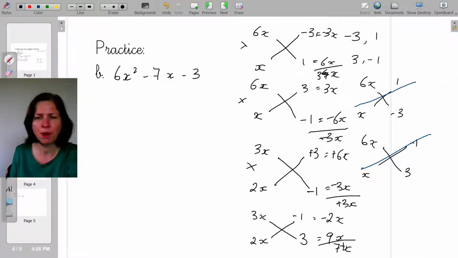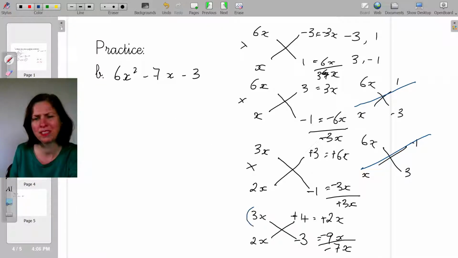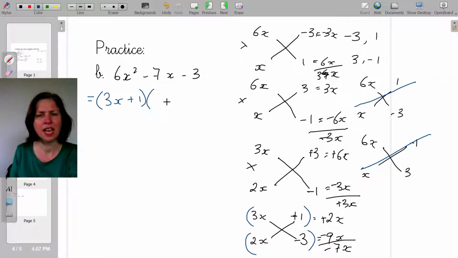Once I've got the right number, all I need to do is fix my positives and negatives. This is positive and this is negative. That makes 2x times 1 is positive 2x. 3x times negative 3 is negative 9x, which will give me negative 7x. And the last one that I tried is my answer. That doesn't always happen. So I put my brackets here, and now I've got to be especially careful. This is plus and this is minus. So I've got 3x plus 1 and 2x minus 3.